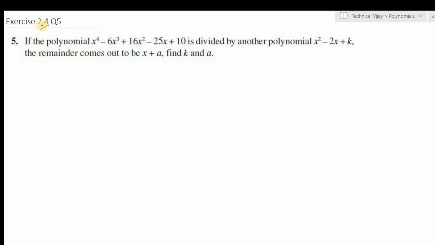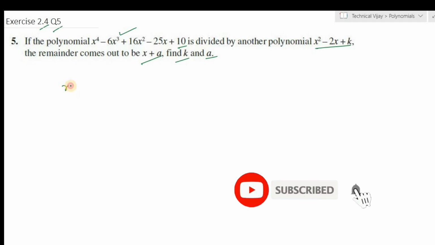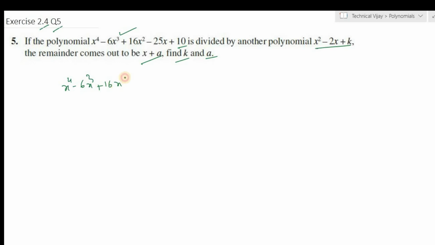Here, exercise 2.4, question number 5. If the polynomial x to the power of 4 minus 6x cube plus 16x square minus 25x plus 10 is divided by another polynomial, x square minus 2x plus k, the remainder comes out to be x plus a, then find k and a. So now we'll follow the usual procedure: x to the power of 4 minus 6x cube plus 16x square minus 25x plus 10, to be divided by x square minus 2x plus k.